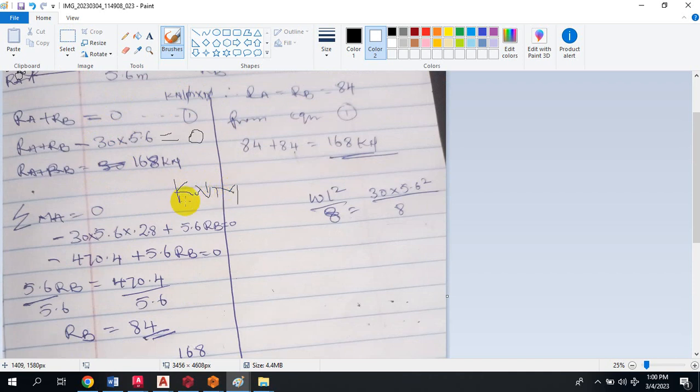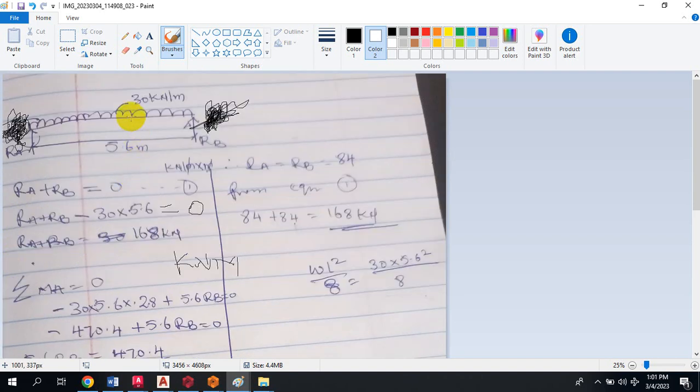which is actually in kilonewton meter. So you are going to have minus 30 times 5.6 times 2.8. What this means is that we are converting this uniformly distributed load to a point load. When you multiply all of this, taking half of 5.6, which is 2.8, plus 5.6 RB, because this is a moment and we are taking our moment from point A. At this point, which is our starting point, the origin, the moment is 0. Our RA is not included here, so we have plus 5.6 RB equals to 0. So this will be minus 470.4 plus 5.6 RB equals to 0.